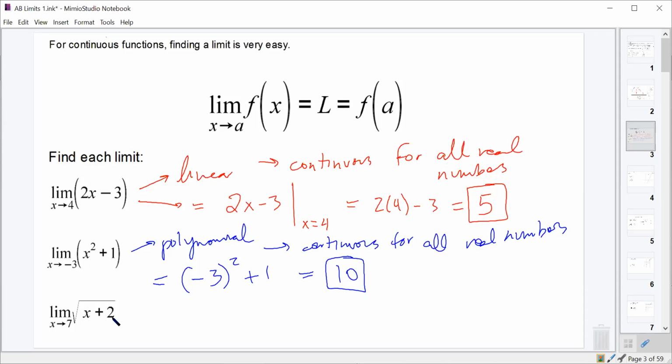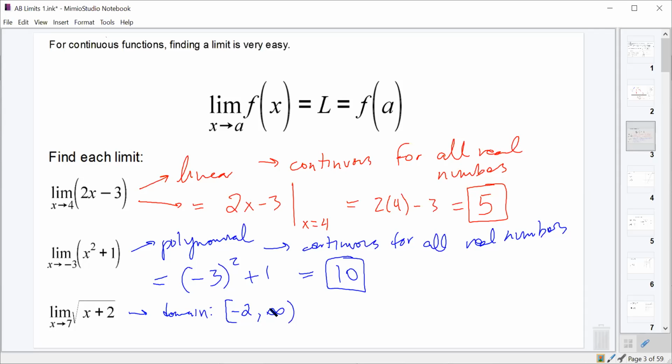What about this radical function? The limit as x approaches 7 of the square root of x plus 2. Is that function continuous for all real numbers? No, it's not. What is the domain of that function? The domain of this ought to be -2 to infinity, right? Can we include -2 in that? -2 with a bracket, and to infinity with a parenthesis. That's the domain of that function.